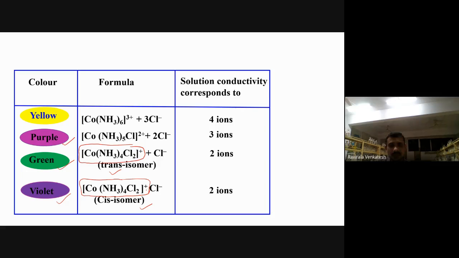Now, what is the meaning of trans? These chlorines you observe here are on the opposite side. Then they are called trans. If these chlorines are on the same side, they are called cis isomers, right? So that is no need for us, because in the syllabus we don't have cis and trans isomerism. Now one more thing, if you observe here what happened.